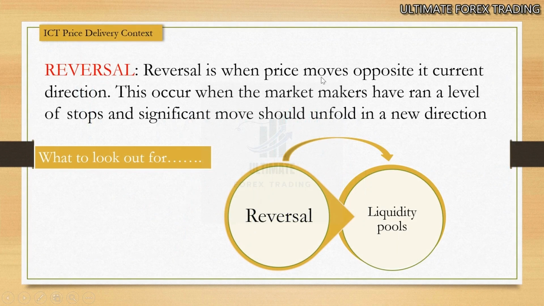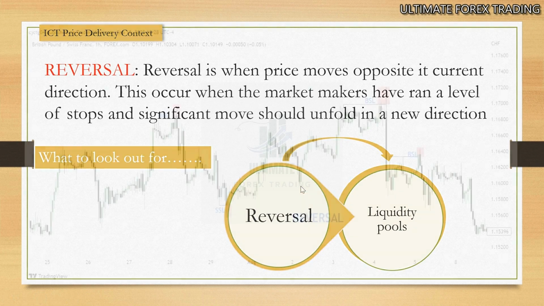Reversal is when price moves opposite its current direction. This occurs when the market makers have run a level of stops and a significant move should unfold in a new direction. What to look out for? Price reversal is paired with liquidity pools. So what it means is that when price takes liquidity above old highs, it tends to reverse, and likewise when price takes liquidity below old lows, it tends to reverse also, right?